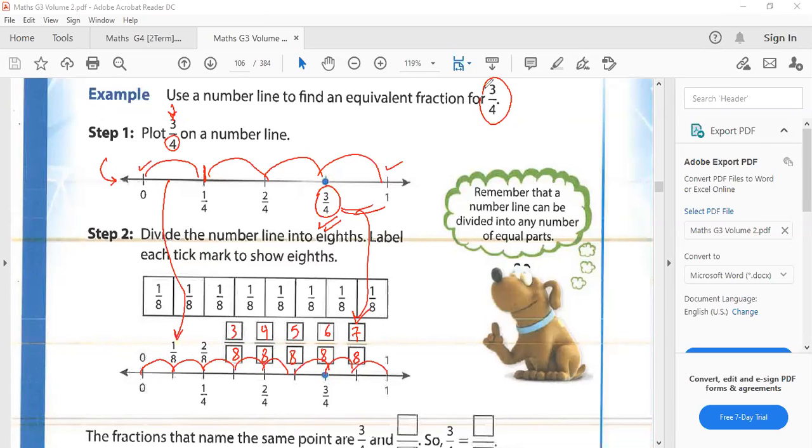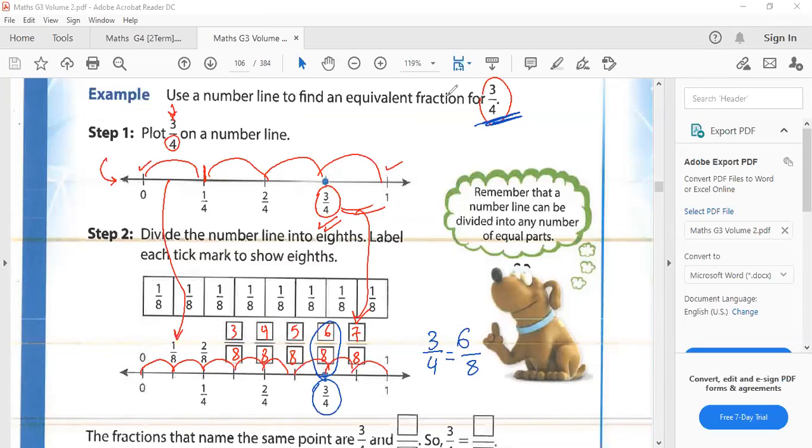So we now need to determine which two fractions will be equivalent. Which fraction will be equivalent to 3 over 4? In front of 3 over 4, we can find 6 over 8. So 3 over 4 equals 6 over 8. Both of them are equivalent fractions.